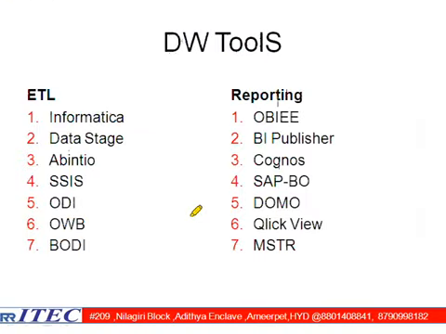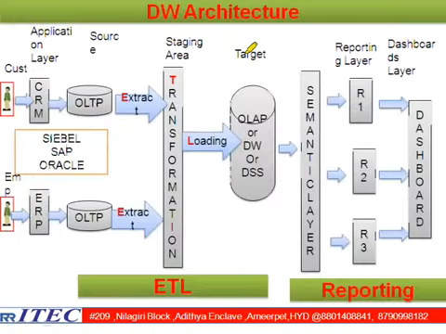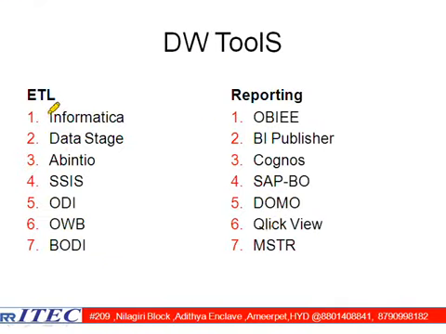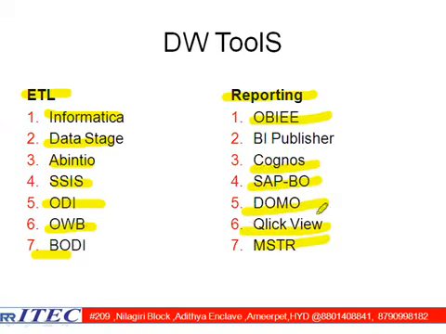Let us move on to the next one, data warehousing tools. Data warehousing tools are divided into two types, sir. Even data warehousing work is available in two modes, ETL and reporting. That is how the data warehousing tools are also divided into two types: one is ETL tools, the second is reporting tools. In ETL, we have Informatica, DataStage, Ab Initio, SSIS, and a number of others. Similarly, in reporting, we have OBI, Cognos, SAP BO, Domo, QlikView, MSTR, and a number of tools.